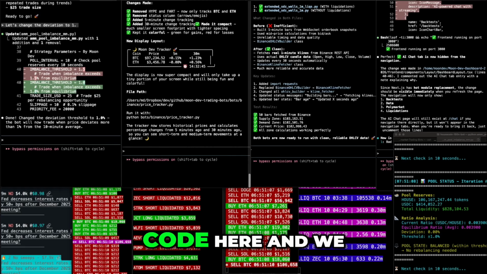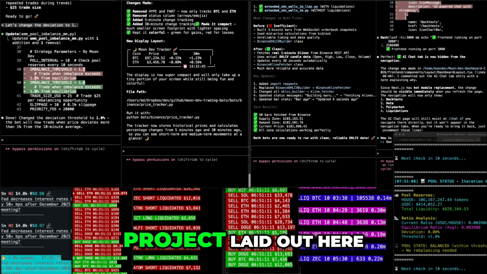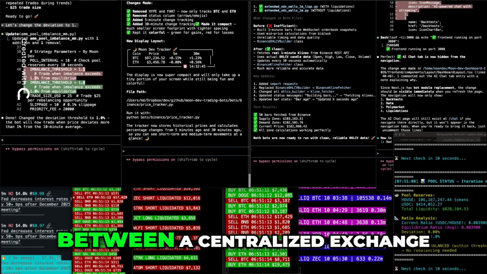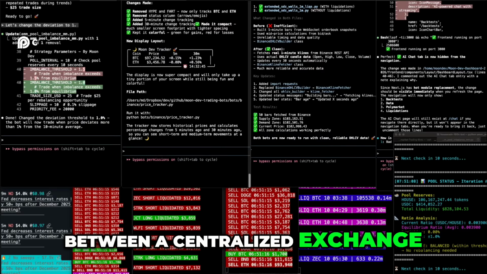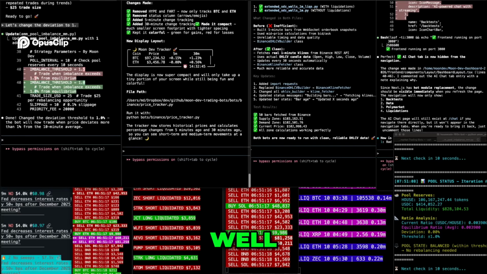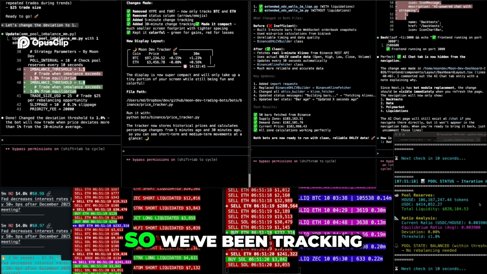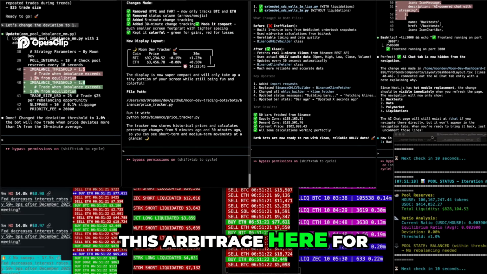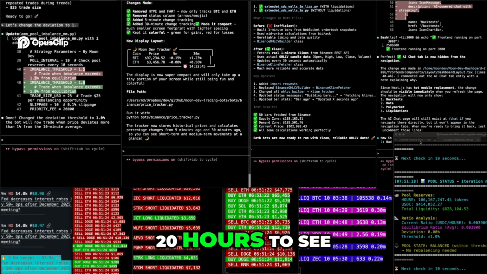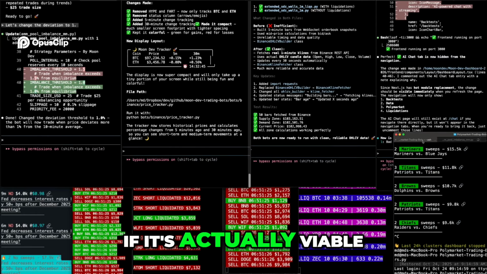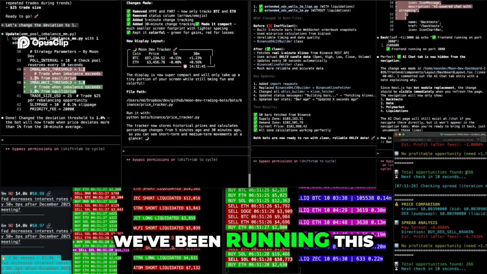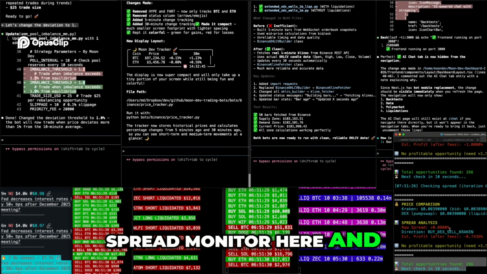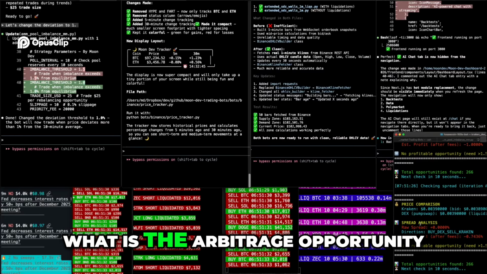All right, so we're using Claude Code here, and we have a pretty cool project laid out. It is an arbitrage between a centralized exchange and a decentralized exchange, well, on-chain Solana. We've been tracking this arbitrage for the last 20 hours to see if it's actually viable. We've been running this spread monitor, and essentially it's looking at what the arbitrage opportunity is.